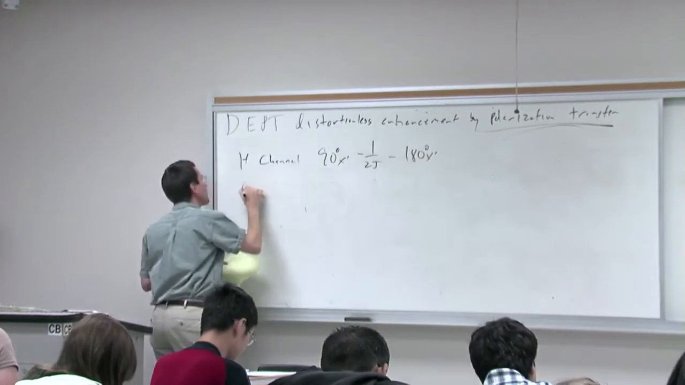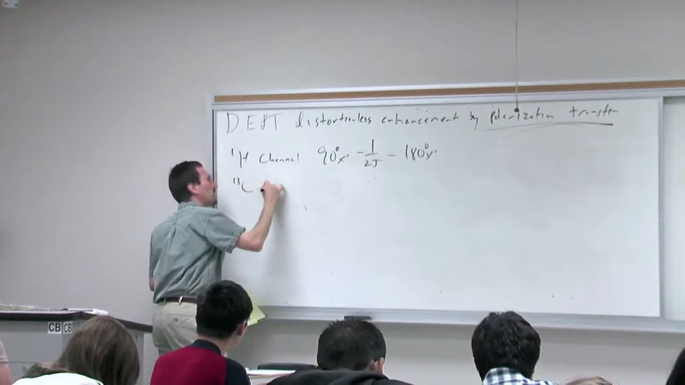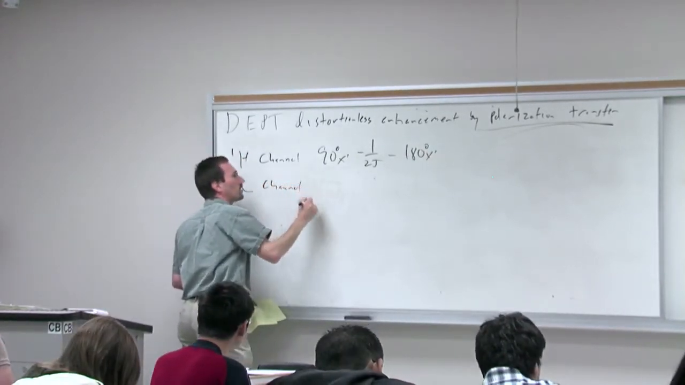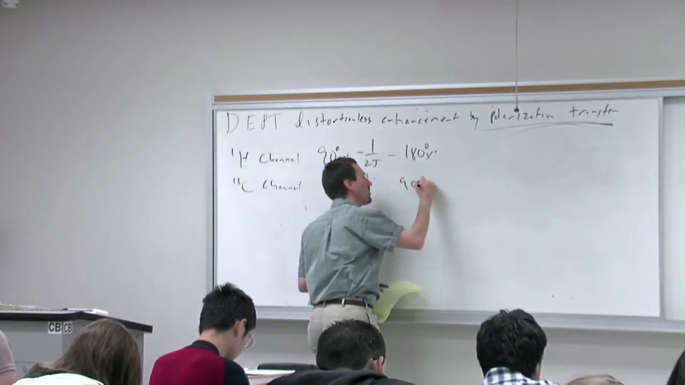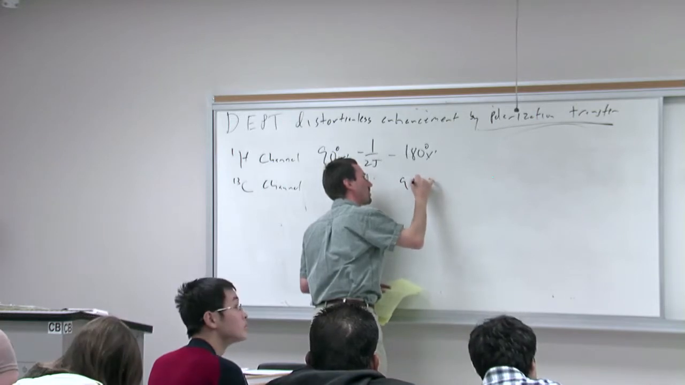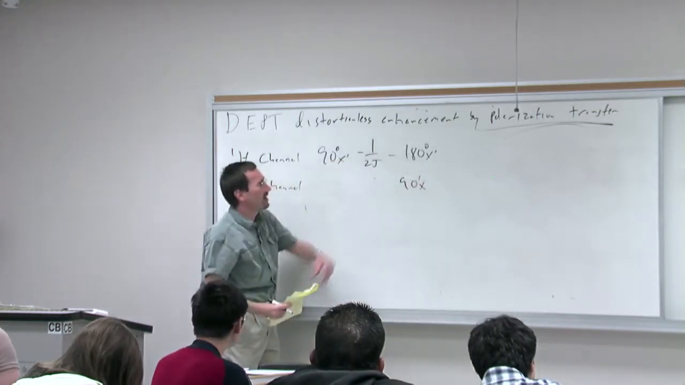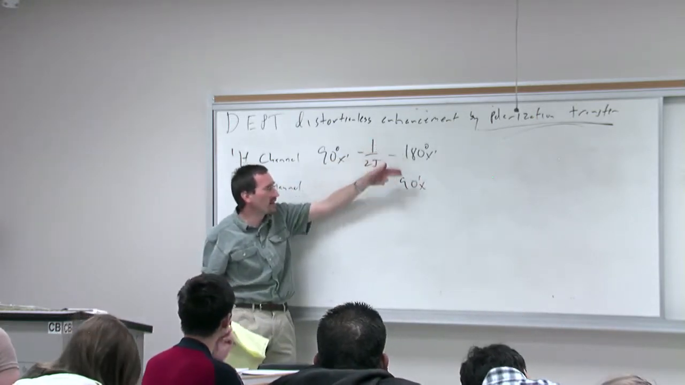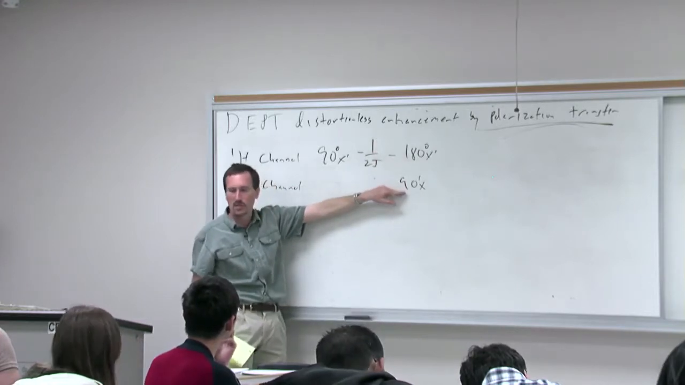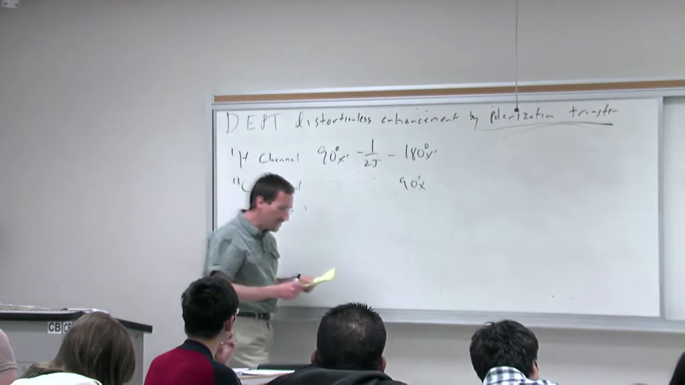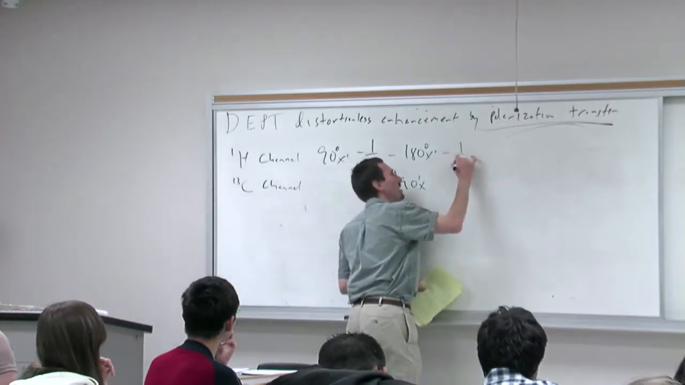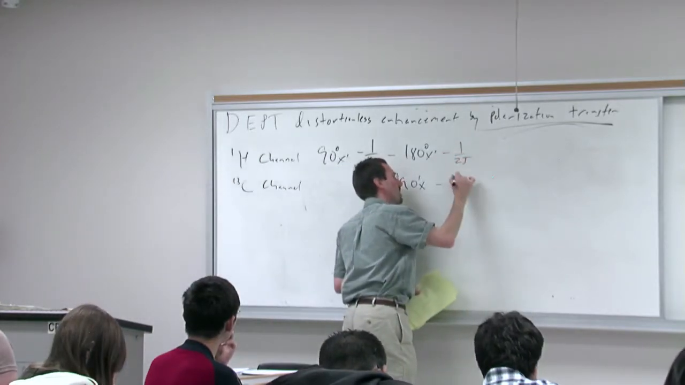In the meantime, you start doing things in your C13 channel. So at that point, concurrent with applying a 180-degree X prime pulse in the proton channel, so that's at like 500 megahertz, you're applying a 90-degree X prime pulse in the carbon channel, which is like 125 megahertz. Now you wait another 1/2J.